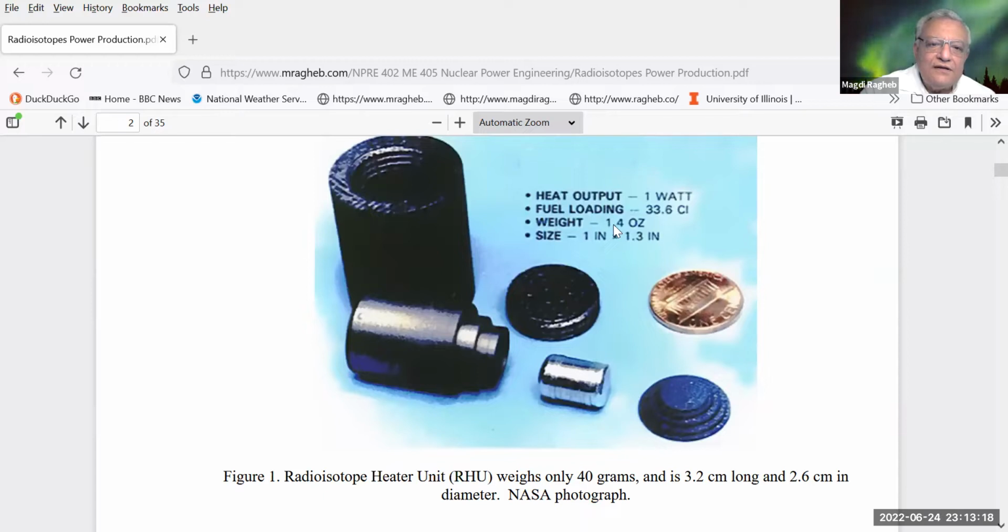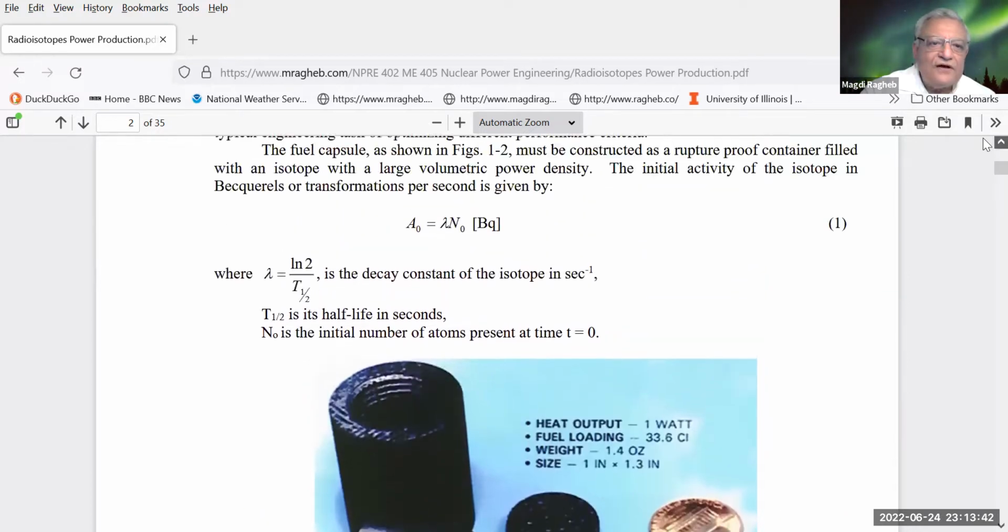A little tiny 1.4 ounce or 40 grams of that plutonium-238 produces for us a heat output of 1 watt of thermal energy, 1 watt or 1 joule per second. You want 10 watts? Oh, you use 10 of these. You want 100 watts? You can use 100 of these. So it goes up linearly. So how do we figure the design in that case?